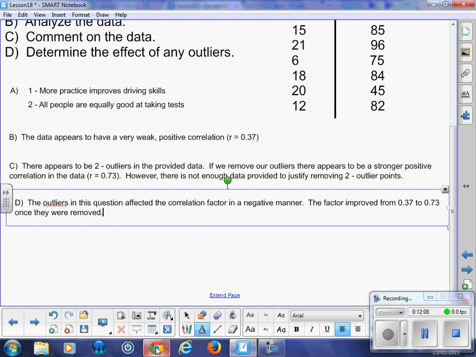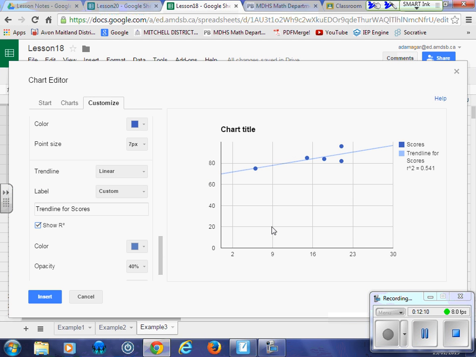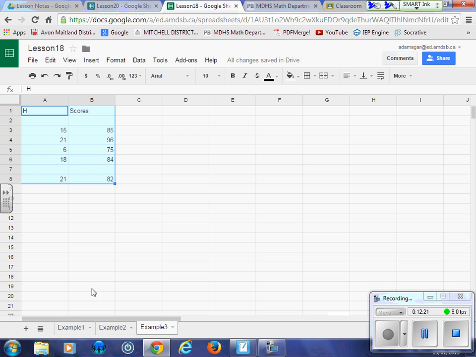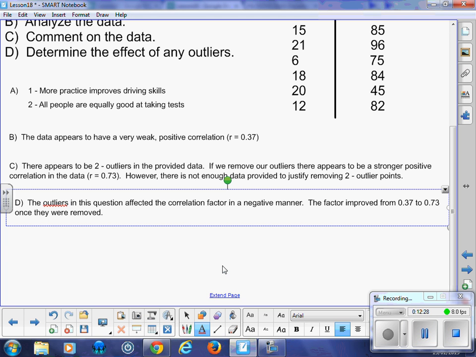The challenging part for you is justifying, can I remove those 2 points? Is that something that seems legitimate? In this case, my argument would be there's not enough data here to support removing them, so I would recommend against that. All right. If you have any questions, let me know, and we can go over it tomorrow.